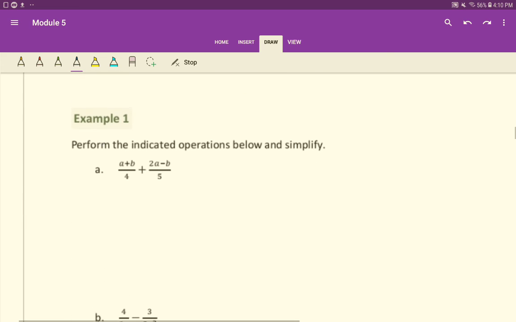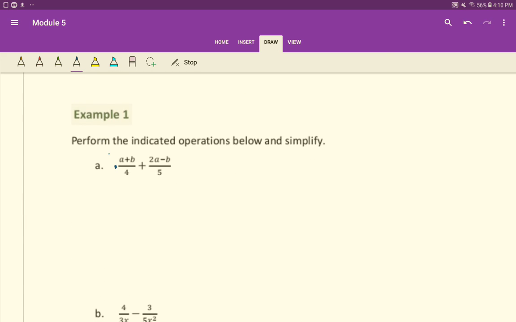I get a common denominator of 20. So we'll multiply this by 5 over 5 and multiply this one by 4 over 4 to get that 20 in the denominators there. So now that 5, what does it multiply to? It multiplies to the a and to the b here. So we're going to have 5a plus 5b over 20. And the 4 will also distribute to the 2a and the minus b. So it's going to become 8a minus 4b over 20.